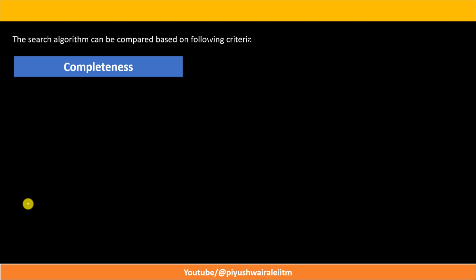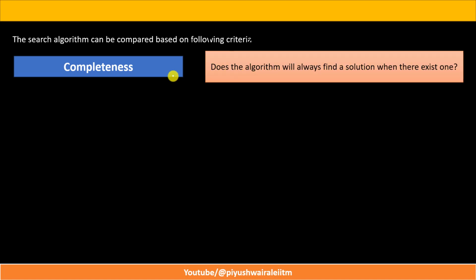The first criterion is completeness. So what is completeness here? That the algorithm will find a solution when there exists one, right? So if our algorithm, DFS or BFS, is giving me a solution, then we can say it is complete. If we are not getting a solution, then we can say it is incomplete.